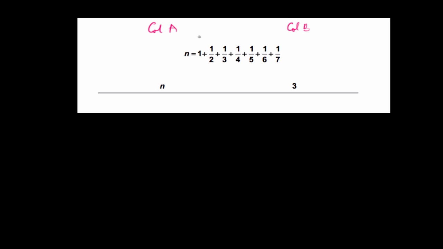Now, looking at what we have here, since we already know how we've been doing it based on the videos we've done in the past, let me just write down n. We're given n to be this sum here. That is, n equals 1 plus 1 over 2 plus 1 over 3 plus 1 over 4 plus 1 over 5 plus 1 over 6 plus 1 over 7. That is what we're given.